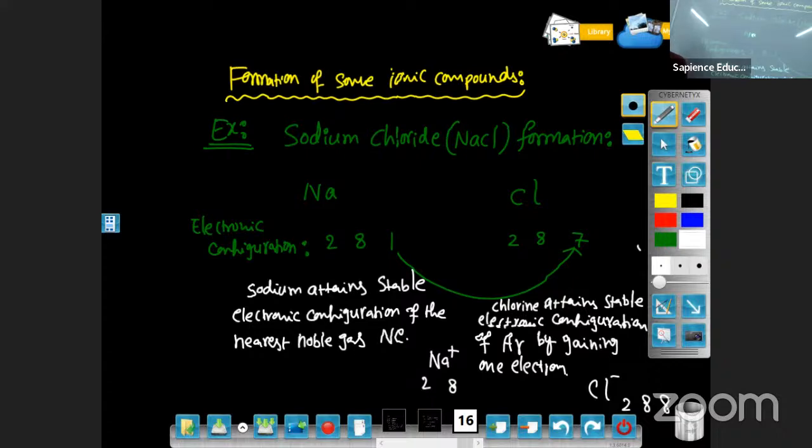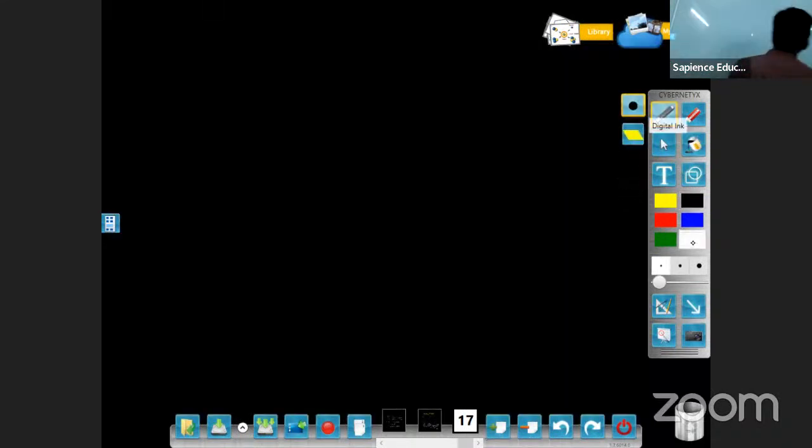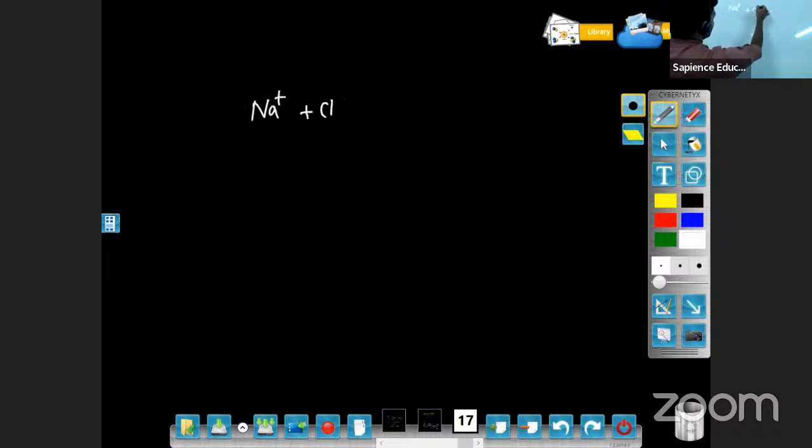That's also okay. Electron dot structure is also okay. Three marks, so write something extra, what you know. So we got Na plus and Cl minus, right? In the last line, write Na plus, Cl minus, it gives NaCl. That's one way. Next, electron dot structure I will also show.